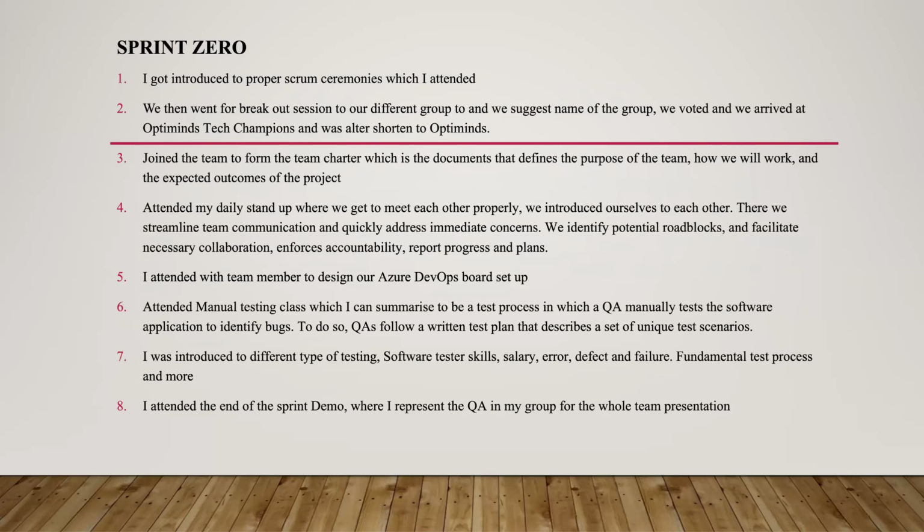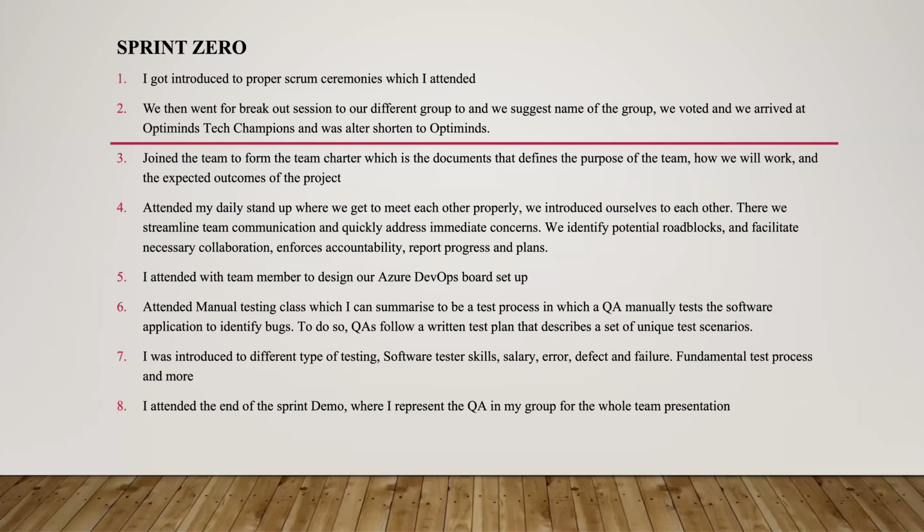So we jumped into sprint 0. I got introduced to Scrum ceremonies, daily stand-up. We went for a breakout session during the suggestion group. We voted, and we named our team Optimize Tech Champion, which was later shortened to Optimize. I joined my team, and we did documentation that defined the purpose of the team.